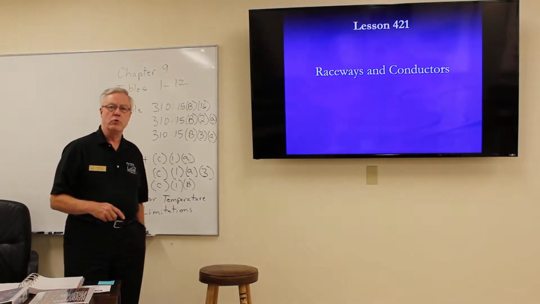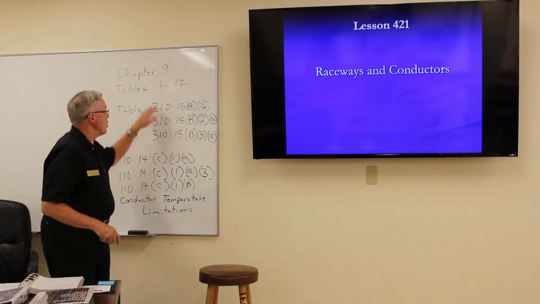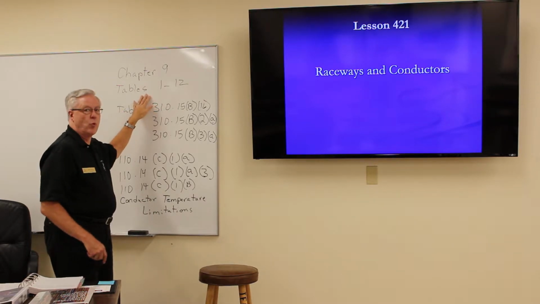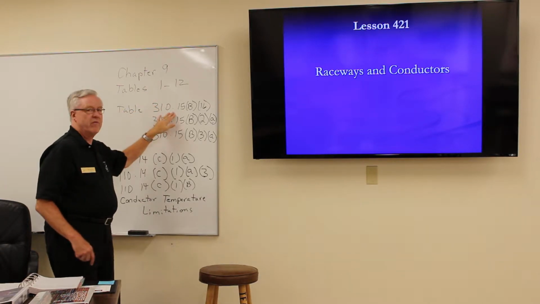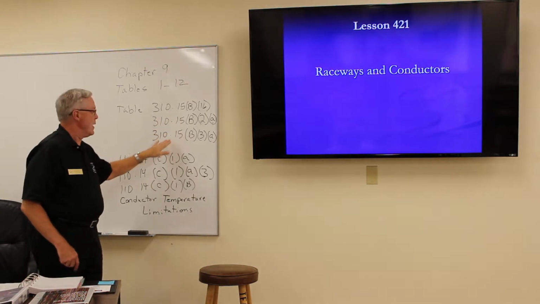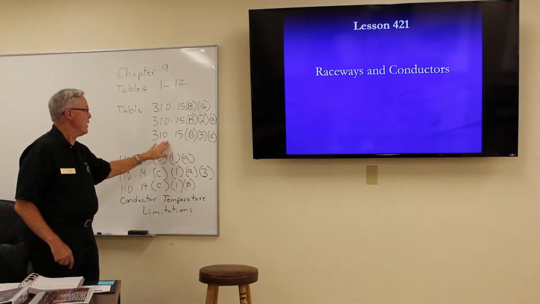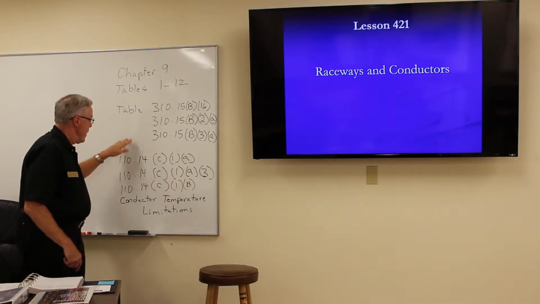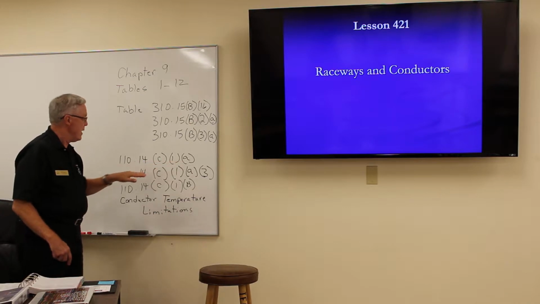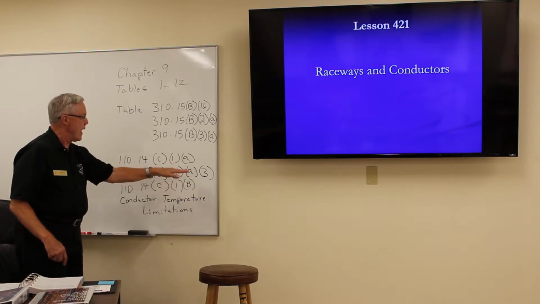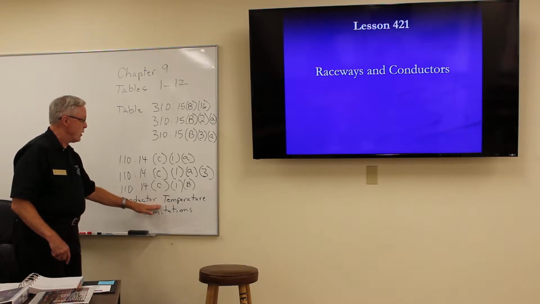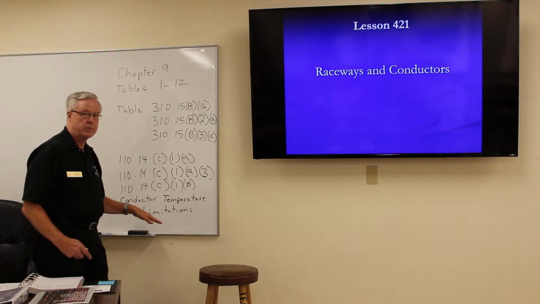One thing that I do want you to make sure that you go in your code book and highlight these parts. Chapter 9, tables 1 through 12, table 310.15(B)(16), table 310.15(B)(2)(a), 310.15(B)(3)(a), and also articles 110.14(C)(1)(a), 110.14(C)(1)(a)(3), 110.14(C)(1)(b). This deals with conductor temperature and limitations.